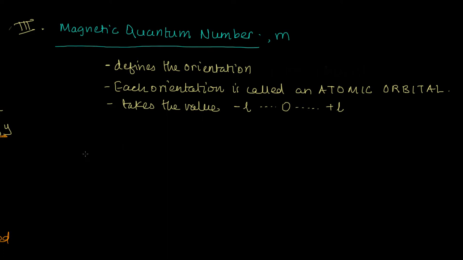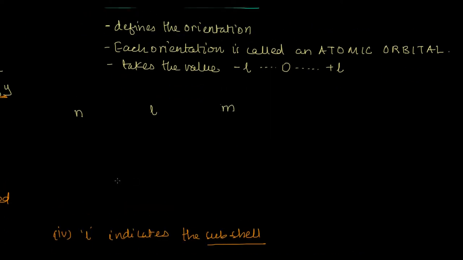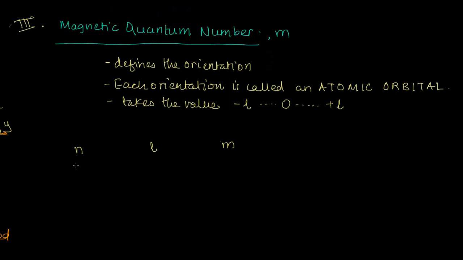So now again, let's come back. Let's again make a set. Start from N, then L, then the values of M, and let's start. Let's start at N equal to 1. What happens? L takes the value 0 to 0. That means 1 value, which is 0. This is called 1s. Now, M goes from minus L through 0 to plus L. So it starts from minus 0 through 0 to plus 0. That means it is only zero.